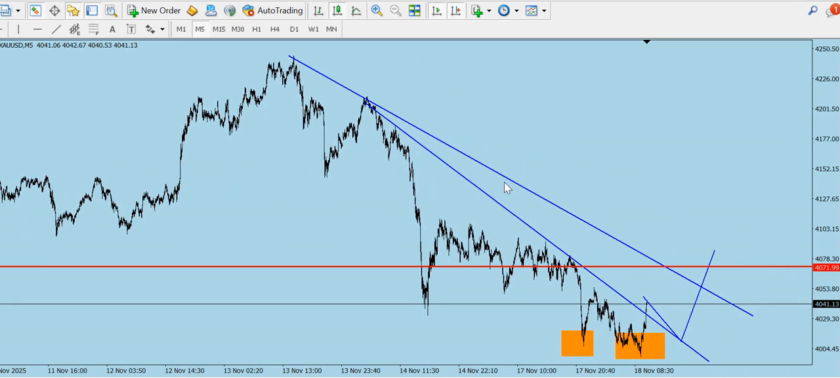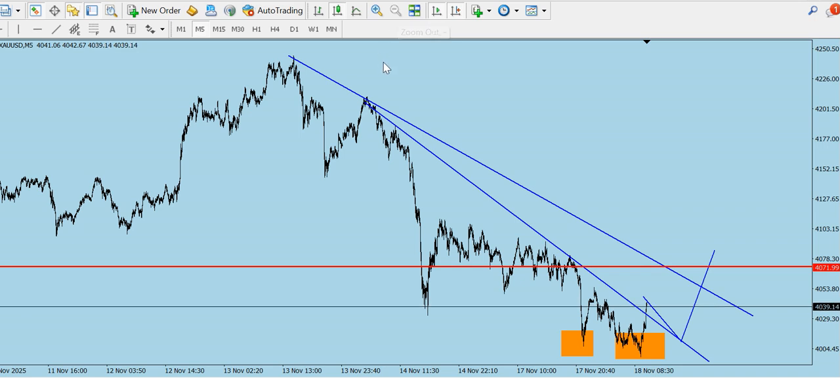Look for a bearish drop for now before we might possibly see a bullish rise in the price of gold. The overall direction is bullish, but we expect price to drop before rising. But currently, the price of gold is ranging. So that's that for today's analysis.